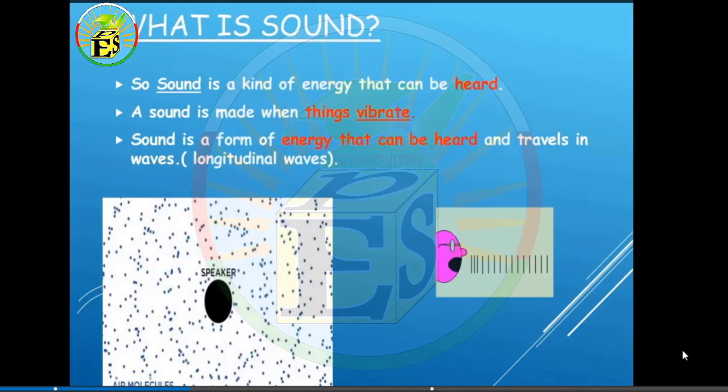So first of all, we must know what actually sound is. You can see here, sound is a kind of energy that can be heard, which we can listen. So we come to know that sound is a type or kind of energy. How is sound produced? A sound is produced or made when things vibrate. So you know that sound is an energy and it is produced or made when things vibrate.